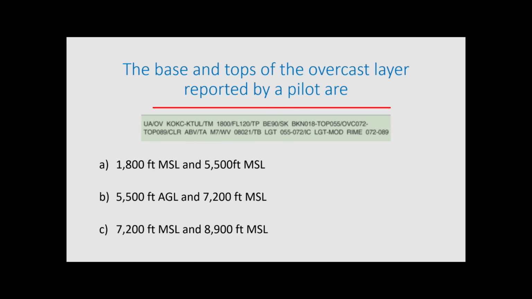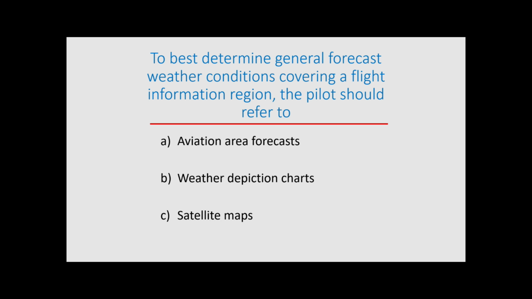The base and tops of the overcast layer reported by a pilot are 7,200 feet MSL and 8,900 feet MSL. So remember, we're looking for the overcast layer, and that's over here, OVC, not BKN. To best determine general forecast weather conditions covering a flight information region, the pilot should refer to Aviation Area Forecasts.